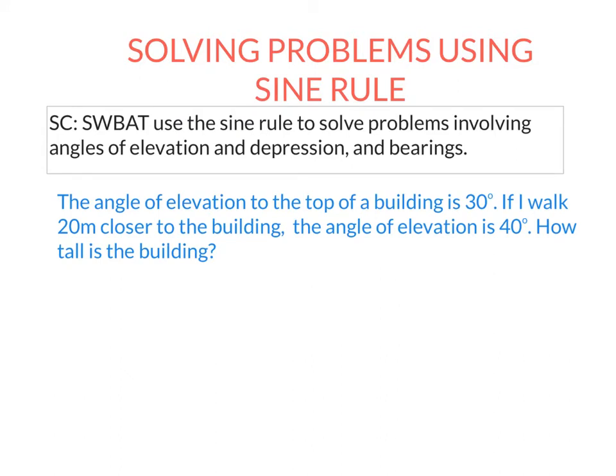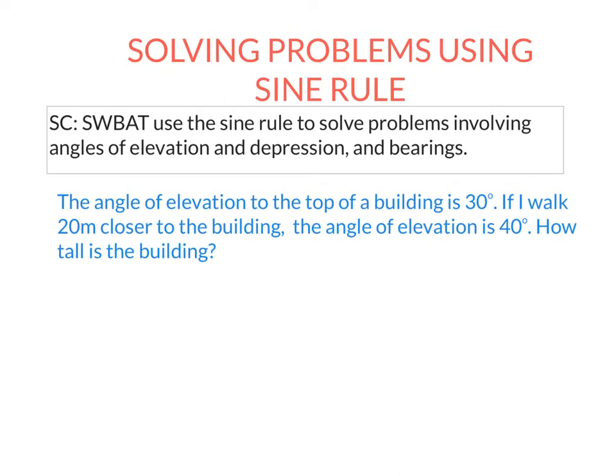The angle of elevation to the top of a building is 30 degrees. If I walk 20 meters closer to the building, the angle of elevation is now 40 degrees. How tall is the building? So as we've always done when solving worded problems in trigonometry, if no diagram is given, we will draw one.